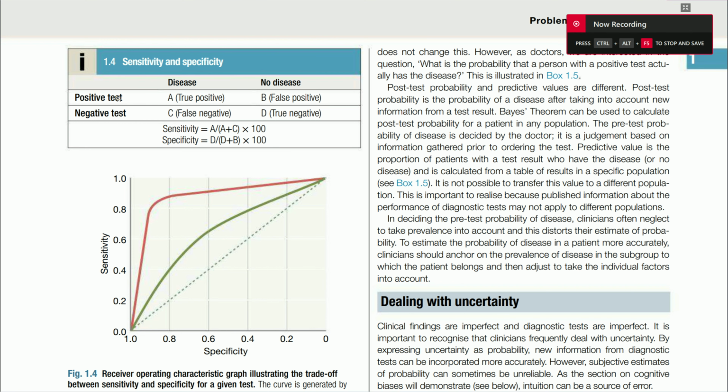Sensitivity and specificity. Positive test: A true positive, B false positive. Negative test: C false negative, D true negative. Sensitivity is equal to A divided by A plus C, times 100. Specificity is equal to D divided by D plus B, times 100.